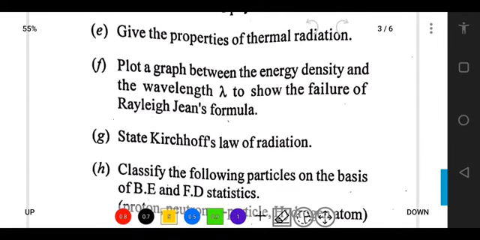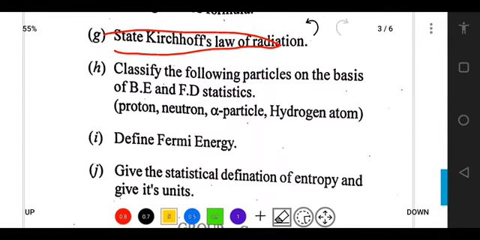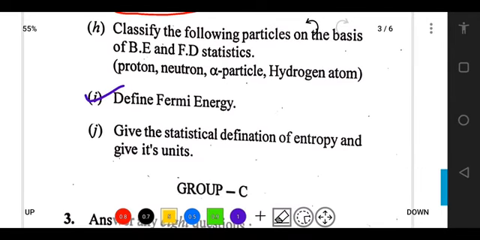Then understanding thermal radiation, Kirchhoff's law of radiation. This is the most important, that is Kirchhoff's law of radiation. And then it asks to classify the following particles on the basis of binding energy and Bose-Einstein and Fermi-Dirac statistics. Then it asks to define Fermi energy. Then the statistical definition of entropy and Gibbs formula.